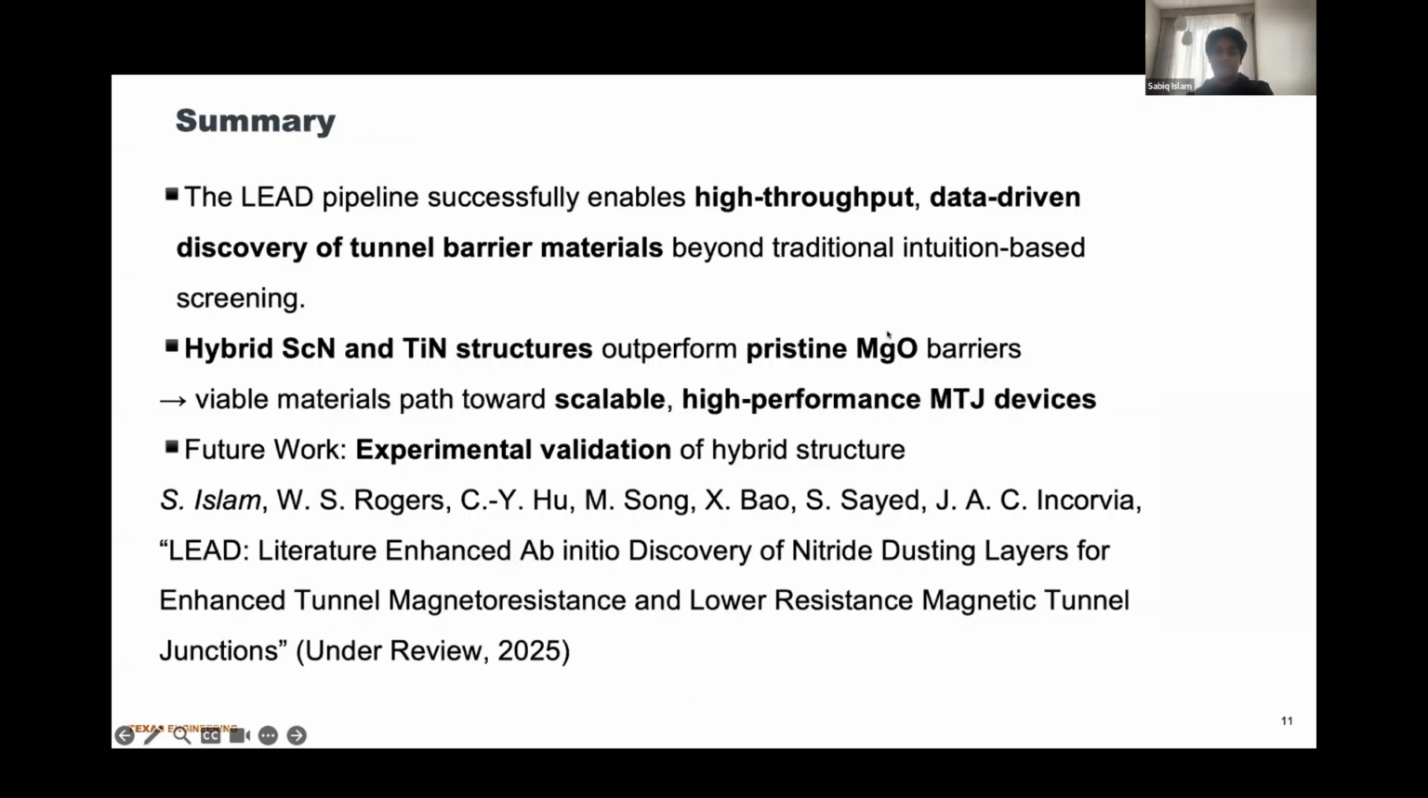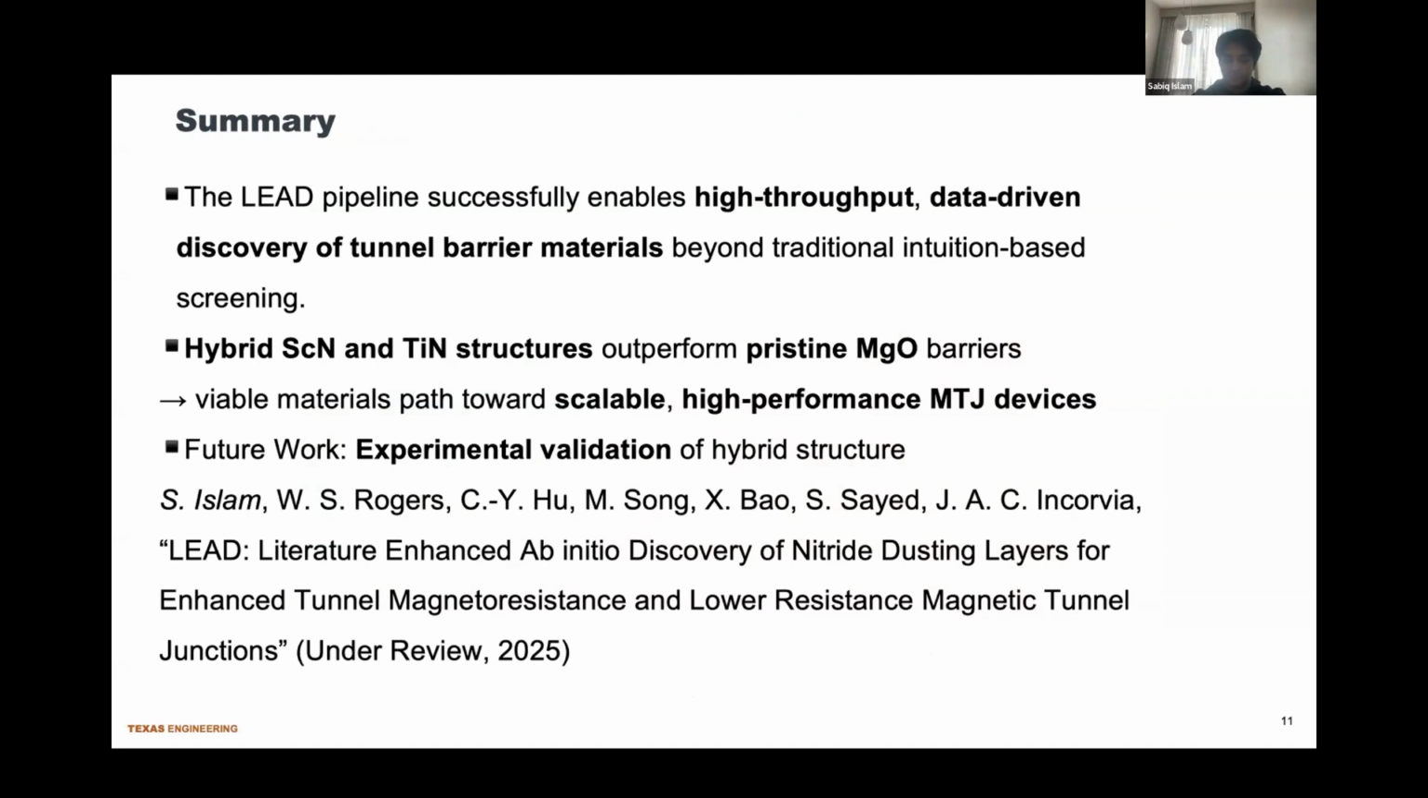So in conclusion, we were able to see that our pipeline could successfully enable a high throughput method of materials discovery beyond the traditional intuitive sense, and how it was able to extract from adjacent fields while using efficient computational resources.